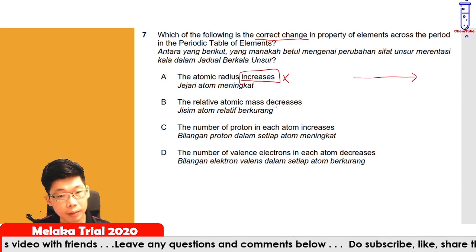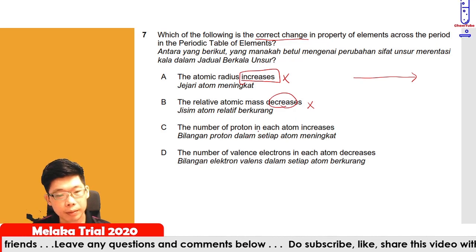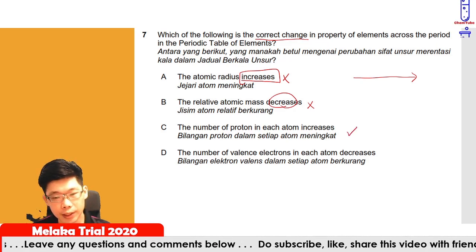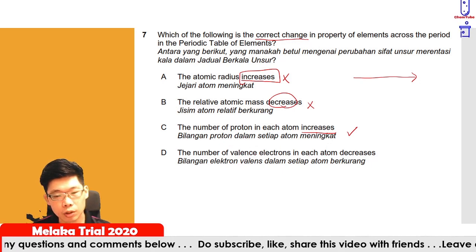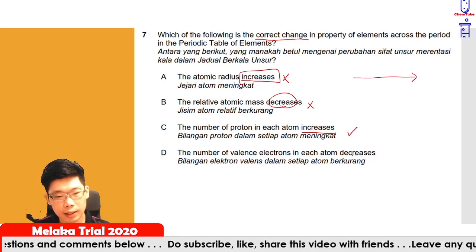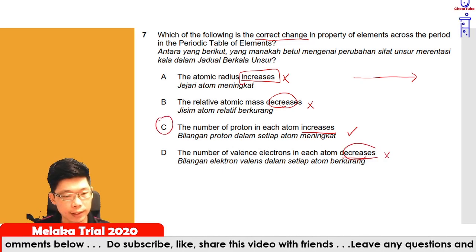Okay, relative atomic mass decreases? No, it should be increase. The number of protons in each atom increases. Yes, correct. The number of valence electrons in each atom decreases? Should be increases, so wrong. So the answer is C.